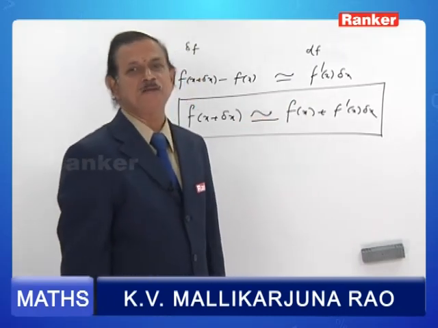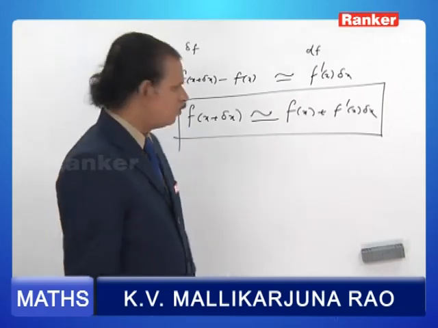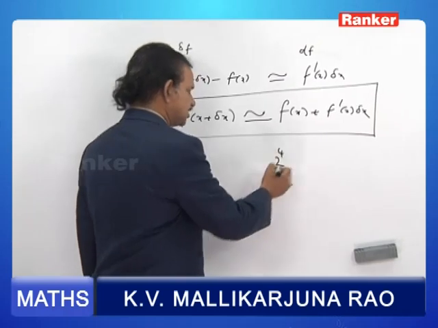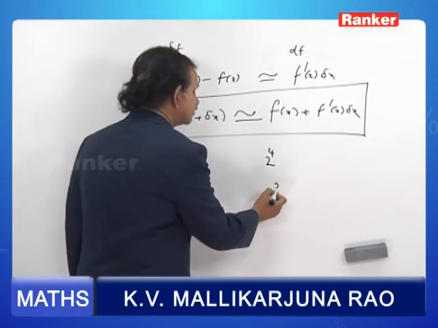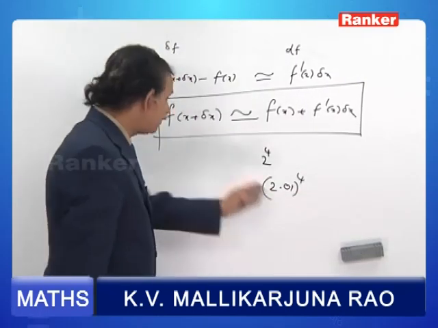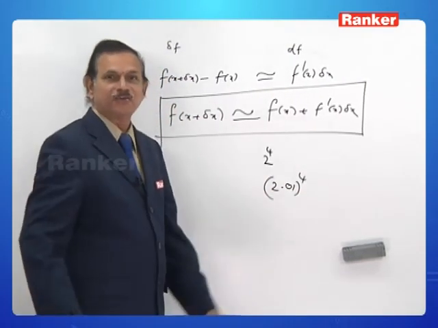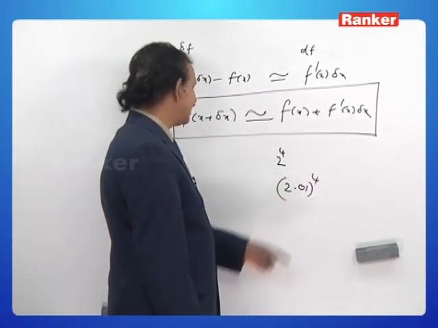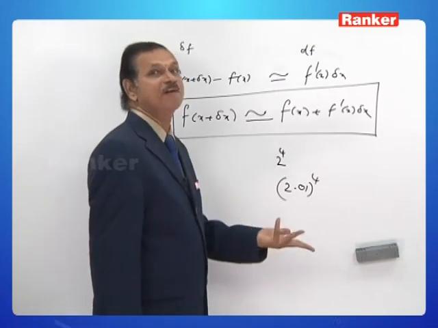It gives us a beautiful formula to find approximate values. What I mean to say is, everybody knows that 2 power 4 is 16. If you are asked for 2.01 whole to the power of 4, you can make use of this. How? You take x as 2, delta x as 0.01, and f of x as x power 4.